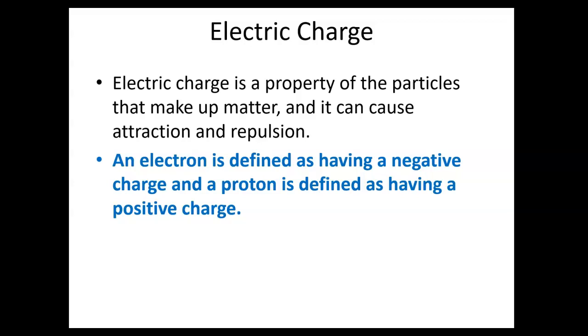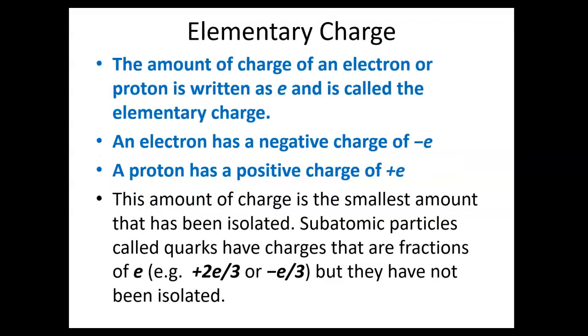We're talking primarily about electrons and protons. An electron has a negative charge and a proton has a positive charge. The amount of charge on either a single electron or a single proton is written as a lowercase e, and it's called the elementary charge. It's called elementary because this amount of charge is the smallest amount that has ever been isolated.